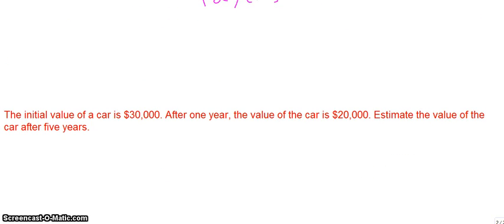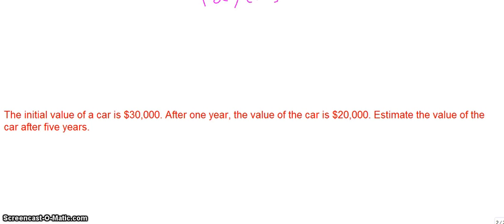Now what about the reverse type situation? The initial value of a car is $30,000. After 1 year, the value of the car is $20,000. Estimate the value of the car after 5 years. So I'm going to recommend that you find the rate.